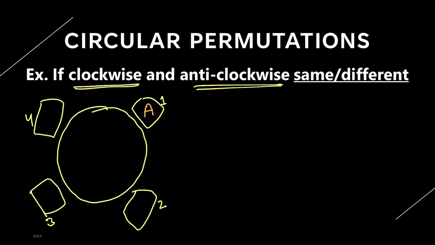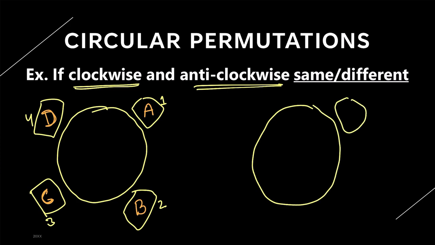A is sitting here, B is sitting here, C is sitting here, D is sitting here, right? A is sitting here, B is sitting in seat number 2, C is sitting in seat number 3, and D is sitting in seat number 4. Now let's take another example.